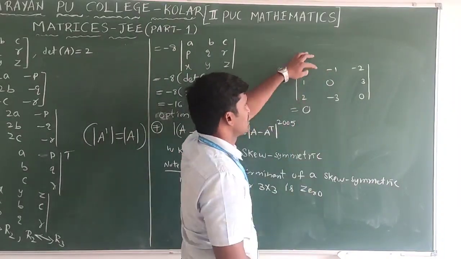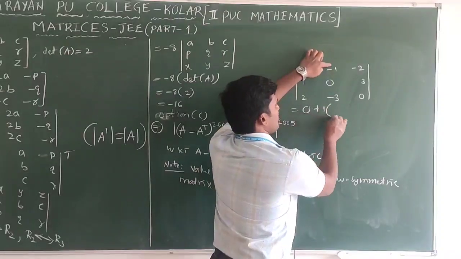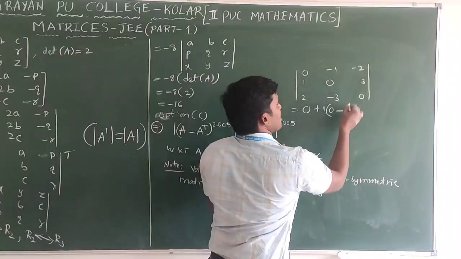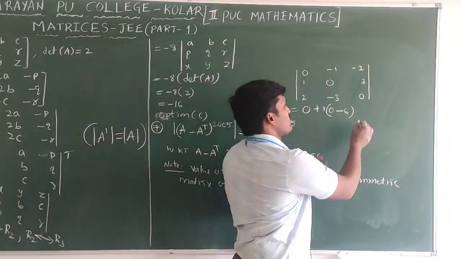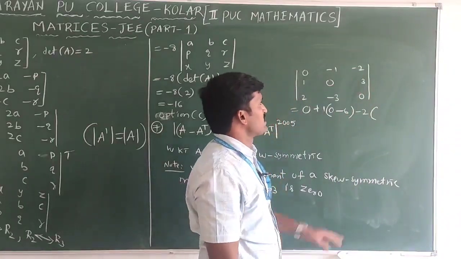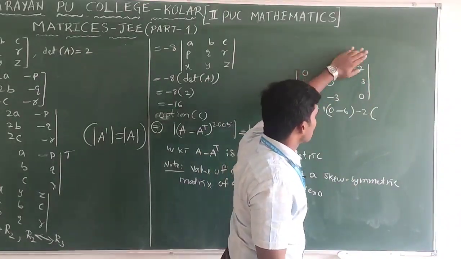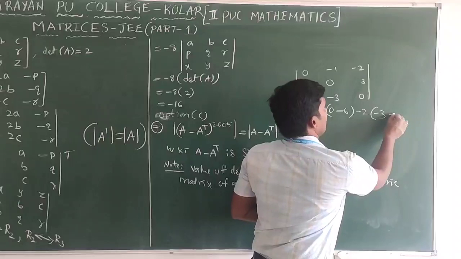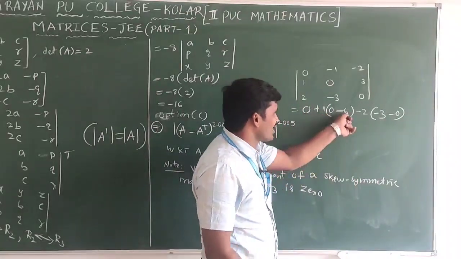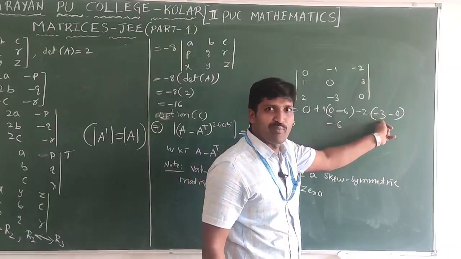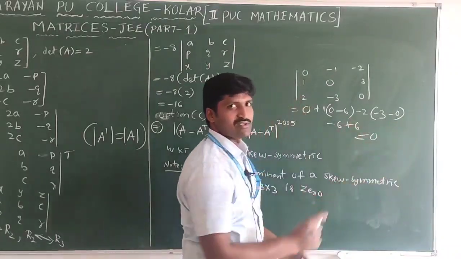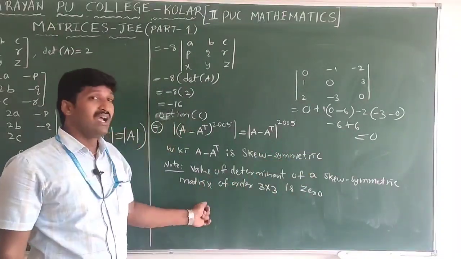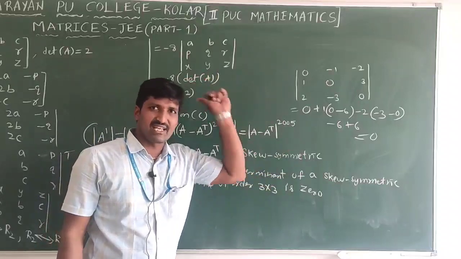First value 0, leave it. Here plus, here minus. Minus of minus is plus 1. By deleting its row and column, what remains? 1 into 0, 0. Minus 2, 3s are 6. Last sign is what? Minus 2 into, so plus into minus. By deleting its row and column, the remaining 4 elements: 1, 0, 2, minus 3. 1 into minus 3, minus 3, minus 0. 1 into minus 6, minus 6. Minus 2 into minus 3, plus 6. What value did you get? 0. That's why this point is important. The value of the determinant of a skew symmetric matrix of order 3 by 3 is always 0.